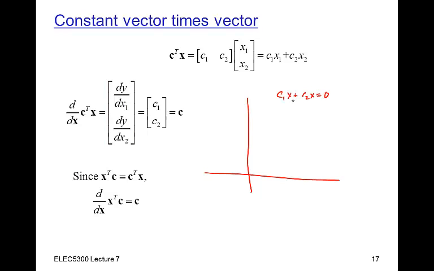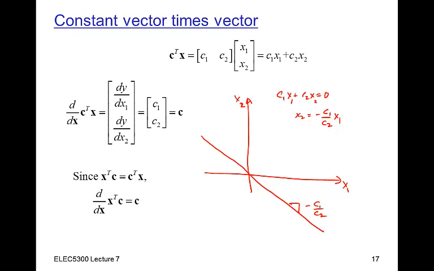Then, if this is the x1 and x2 plane, let's call this x2 and this one x1, I can write this as x2 is equal to minus c1 divided by c2 times x1. So that's just a sloped line. Let's say c1 and c2 are 1 in this case here. It would just be a slope of minus 1, but anyways, it's just minus c1 divided by c2.